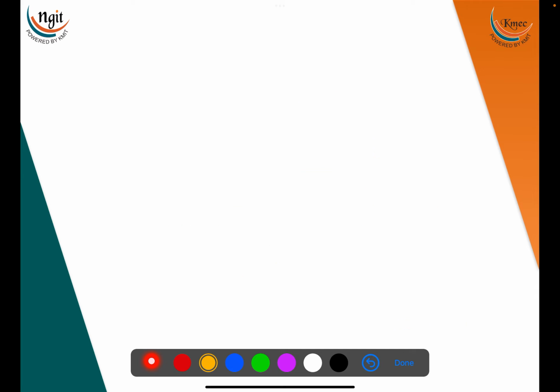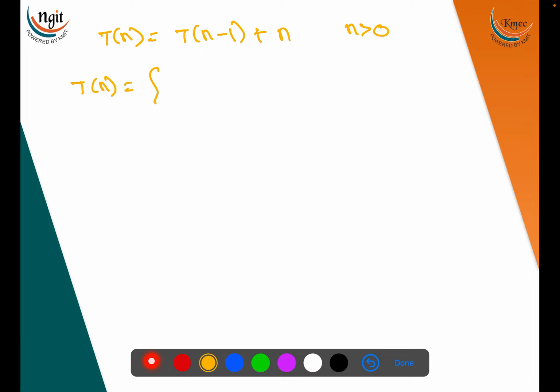So now what is that relation? T of n is equal to T of n minus 1 plus n when n value is greater than 0. When it is less than or equal to 0, again it is constant time. So it is easy to write the same: T of 0 is equal to 1, and T of n minus 1 plus n when n is greater than 0. So this is the recurrence relation. Now we'll solve this recurrence relation.